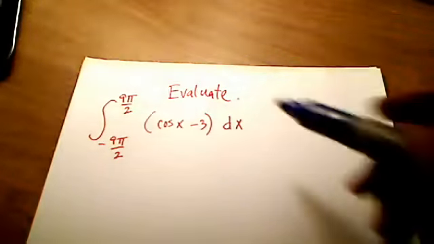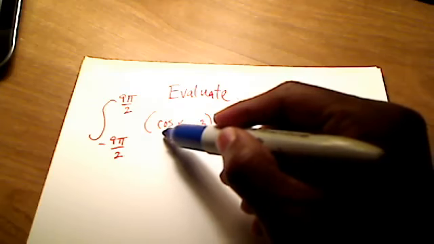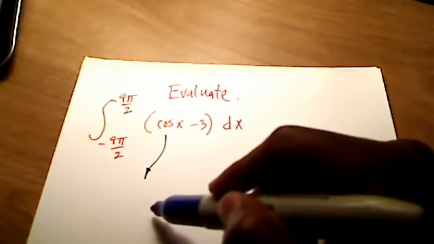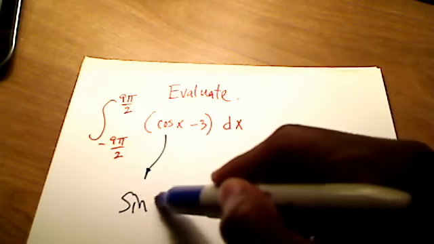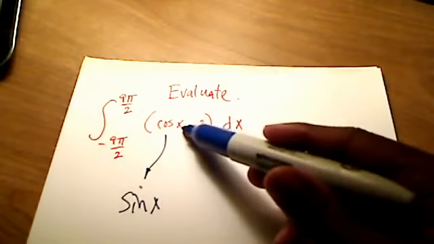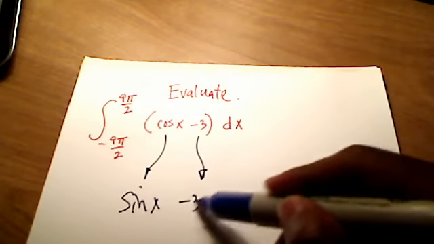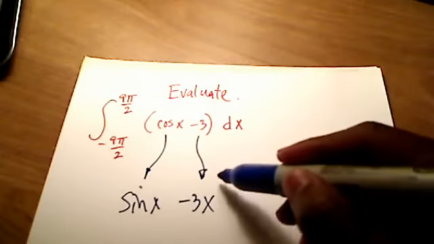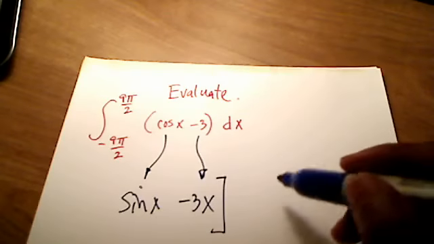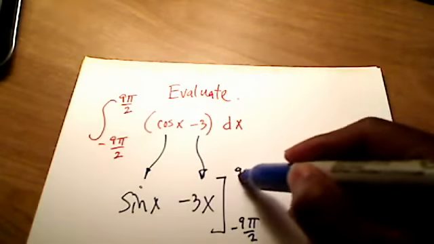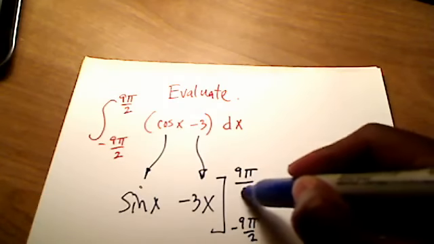But let's start off by finding the antiderivative of cosine x. Well, let's see. That's easy enough, right? Sine. The derivative of sine would get you back to cosine here. And the antiderivative of negative 3 is negative 3x. All right? And we're going to evaluate this between negative 9 pi over 2 up to positive 9 pi over 2.